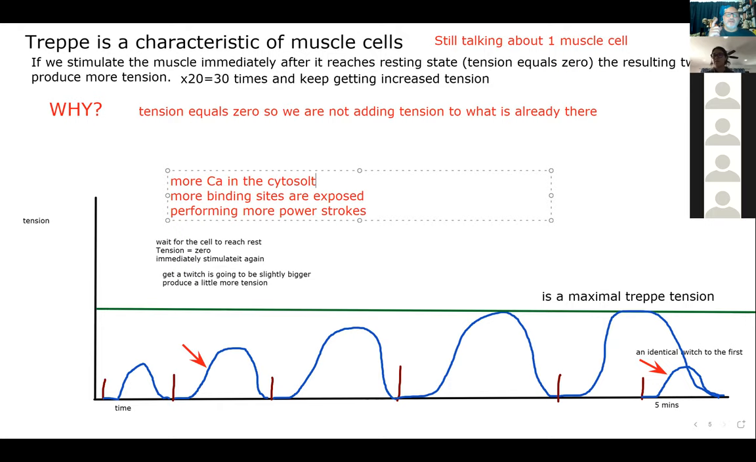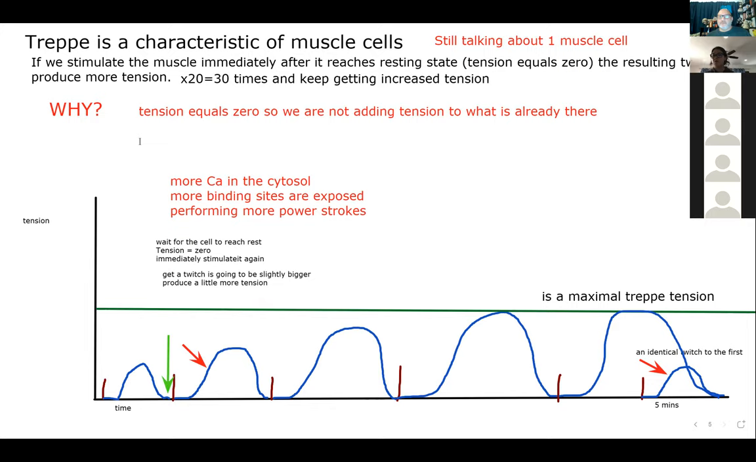There's more calcium in the cytosol. Let's think about this. When the cell reaches zero tension, at this point right here, the tension in the muscle cell is zero. But do you think all of the calcium has been put back into the sarcoplasmic reticulum? No. And that's the key.